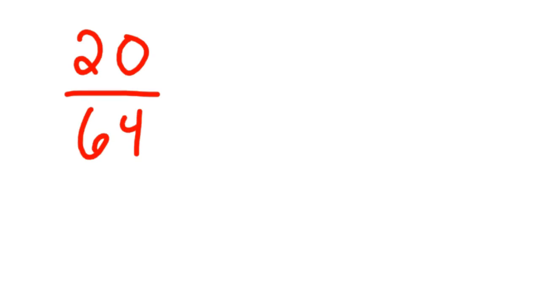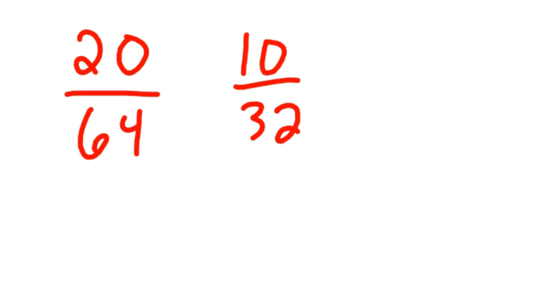So the probability of this occurring, well, it could happen 20 out of 64 times, but we need to reduce that. 10 out of 32. If you take out another 2 now, you'd have 5 out of 16.